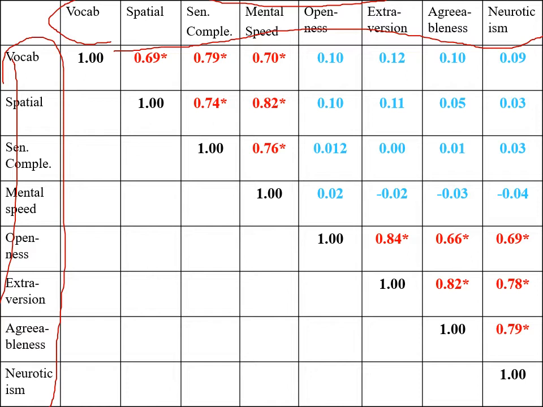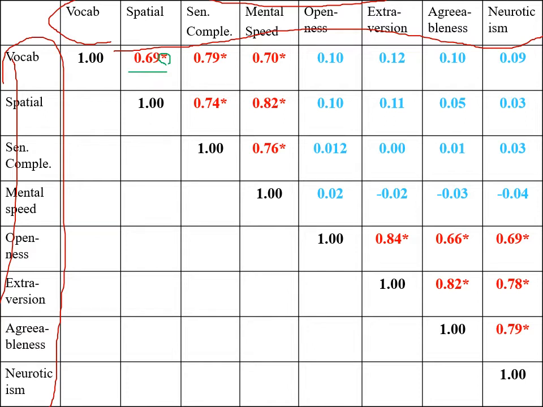Okay, so let's discard that. Now let's just look at the part that is red. Vocabulary and spatial reasoning correlate pretty well. You see the asterisk next to it, which just says that it's significant. And you can see the sentence completion. So all of these red parts, you can see that this forms a cluster.